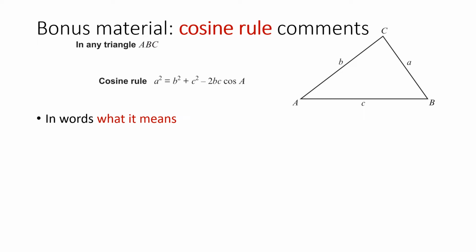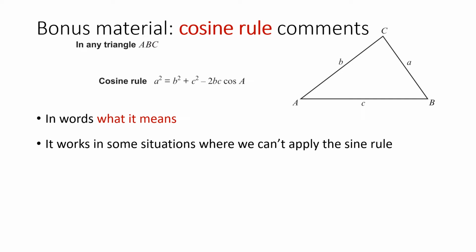If the angle is 90 degrees, then cosine would be 0 and we'd recover Pythagoras. But if we've got a right angle, we don't use the cosine rule. We could go direct to Pythagoras and use it. It works in some situations where we can't apply the sine rule.